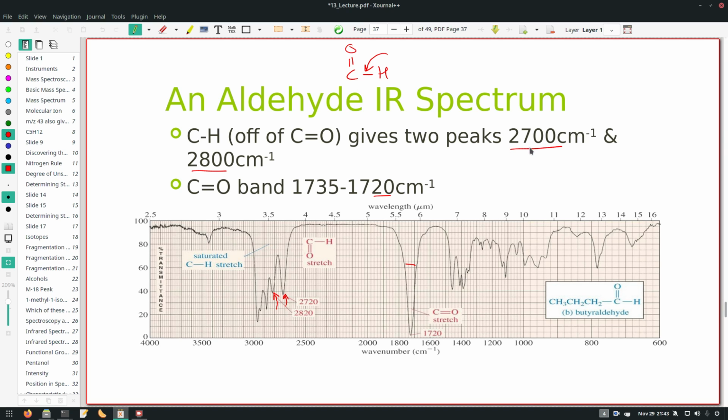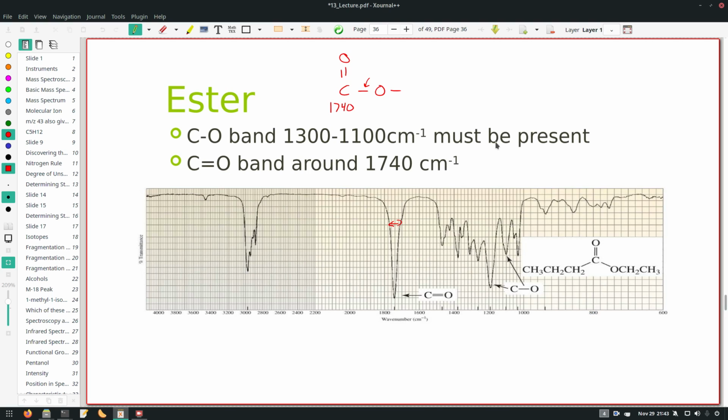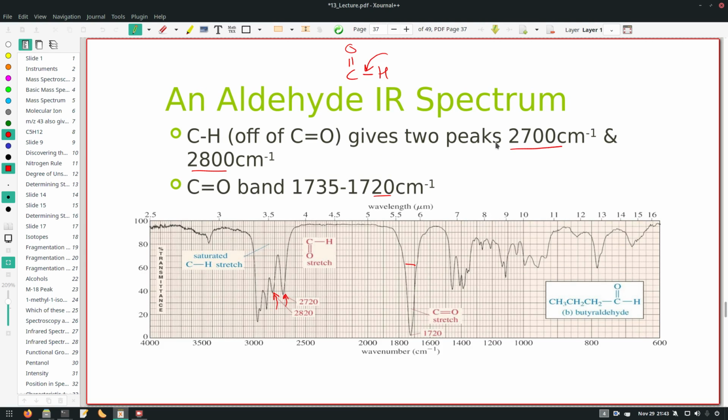The only reason you're ever going to see a peak around 2700 or 2800, and you will always see both of them, is if you have an aldehyde present. So, dead giveaway. If I have that nice broad CO peak, just like an ester, but I have that 2800 and 2700, I have an aldehyde. It's the only thing that does that.